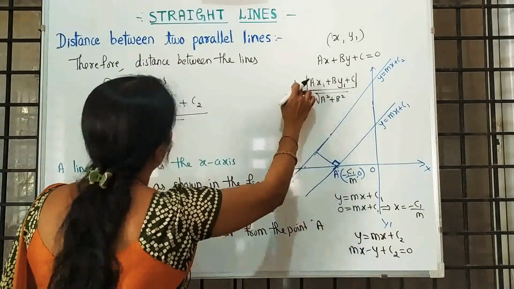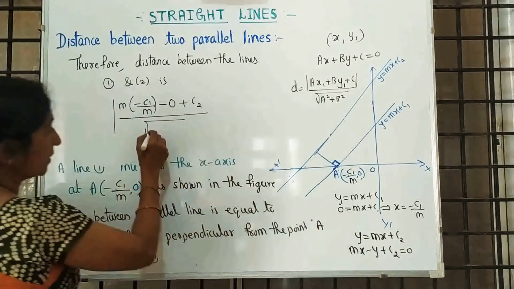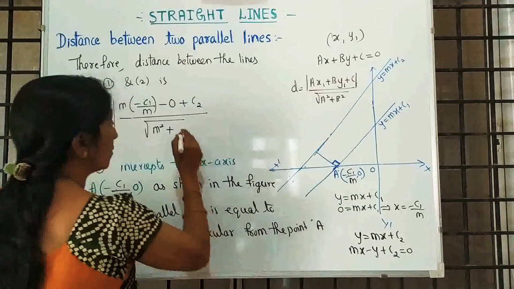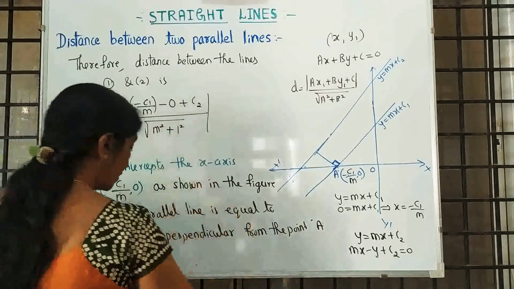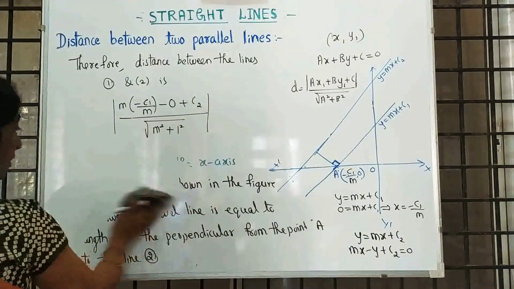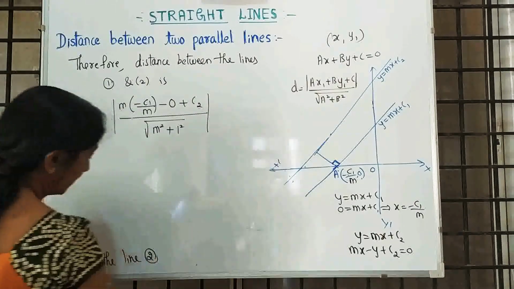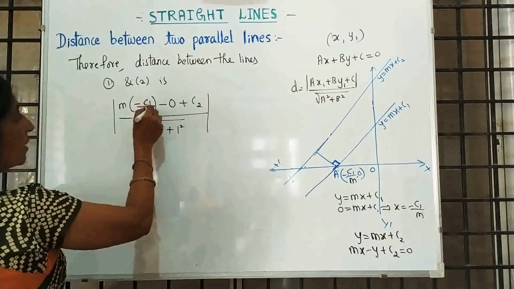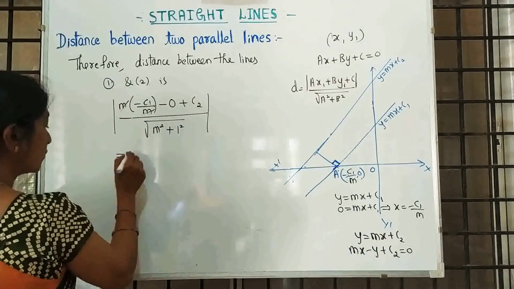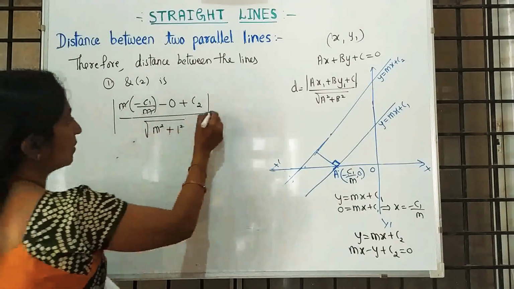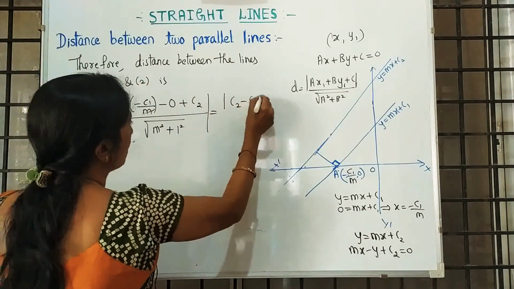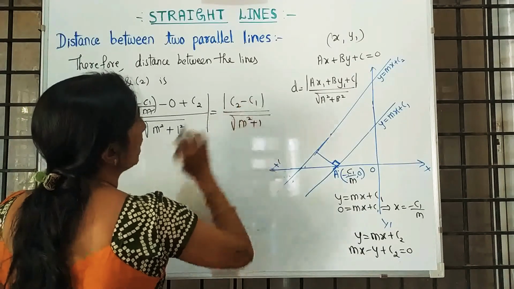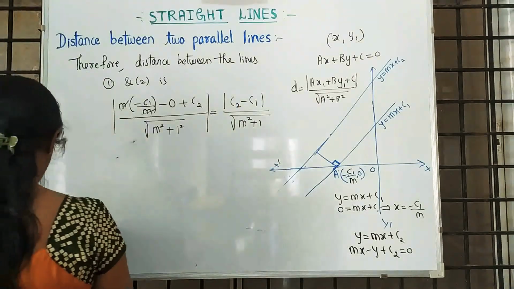A is the coefficient of x, which is m square. And b square is the coefficient of y. Minus 1 square is plus 1. So this is the perpendicular distance between the point and the line. Please make the correction. The point is minus c1 by m. Here m and m cancel. So this is nothing but C2 minus C1 upon root of m square plus 1. C2 minus C1, they are the constants.